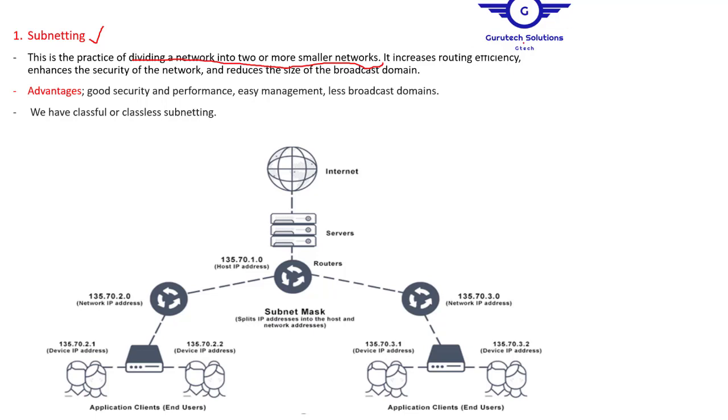So we see that subnetting increases routing efficiency, enhances the security of the network, and also reduces the size of the broadcast domain. Other advantages are good security performance, easy management, and smaller broadcast domains as discussed above. Primarily we have 2 types of subnetting: classful and classless, and we're going to understand these in the coming classes.